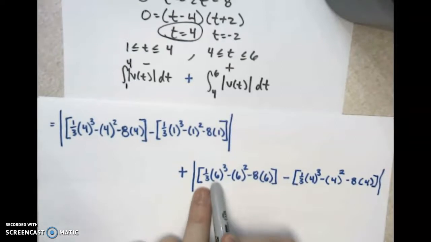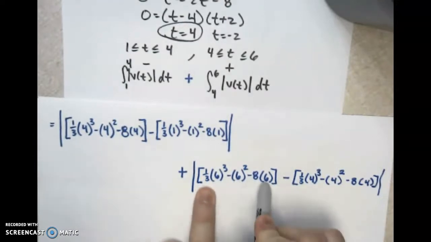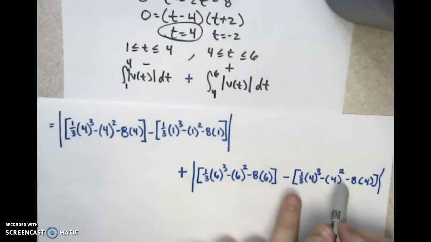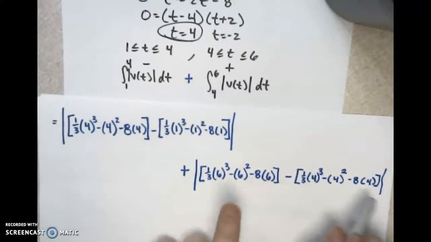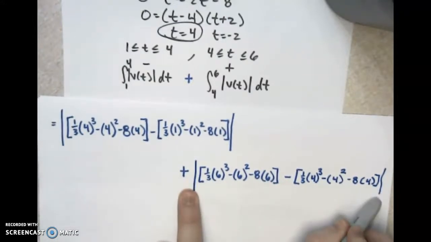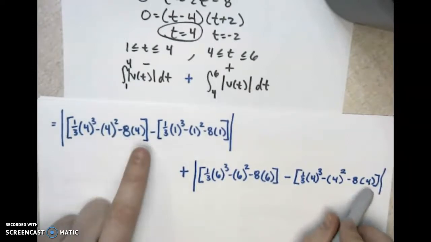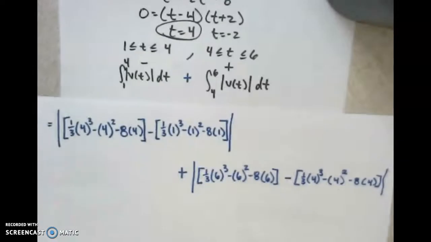So you plug 6 seconds into your position function, you're going to get 1/3 6 cubed minus 6 squared minus 8 times 6. Then you're going to plug in 4, 1/3 4 cubed minus 4 squared minus 8 times 4. You're going to get an answer for this, and you're going to make sure you take the absolute value so that it is a positive distance. And then we're going to add them together. So now let's go ahead and start calculating that.